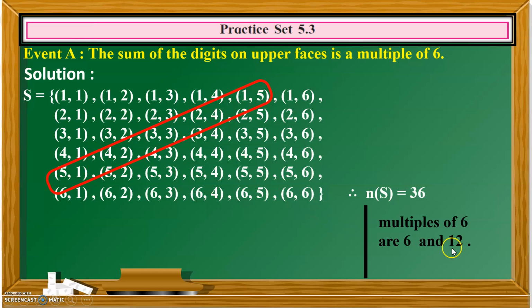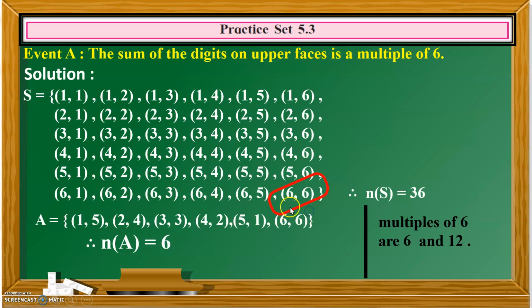Then which is the next multiple? 12. So where will I get the sum to be 12? Over here. So when I write A, I have to pick up 1 comma 5, 2 comma 4, 3 comma 3, 4 comma 2, 5 comma 1 and 6 comma 6. When you count these, you will get n of A equal to 6. Hope this part is clear, students. Okay, we go to the next event. The frames were only done for you to understand. You don't have to put them in your final answer.